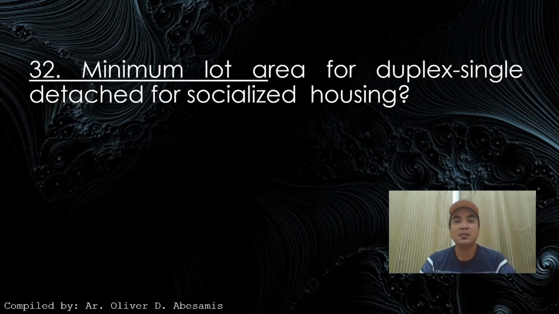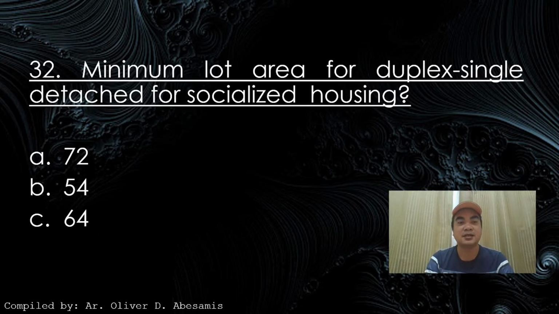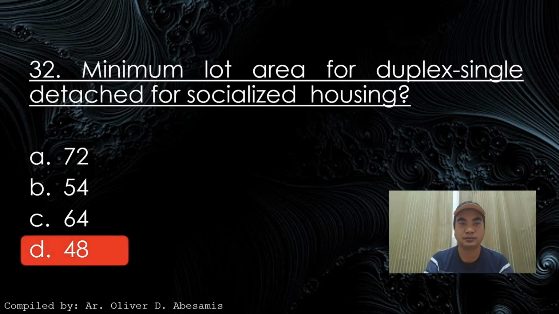32. Minimum lot area for duplex single detached for socialized housing. A. 72, B. 54, C. 64, D. 48. Answer: D. 48 square meter.